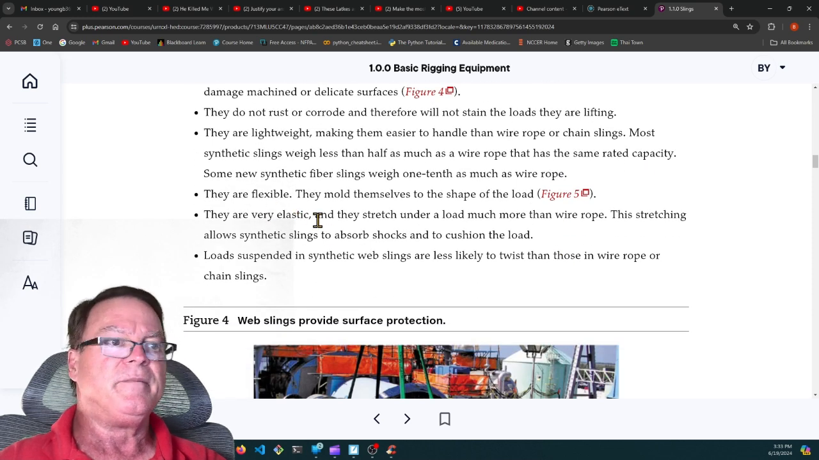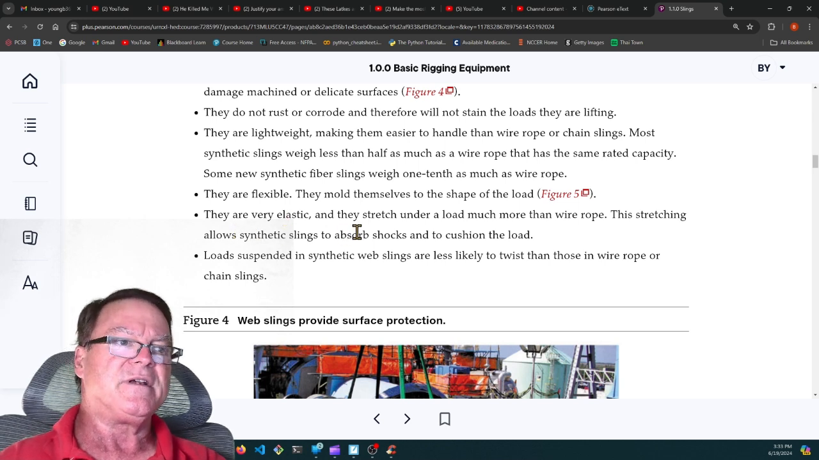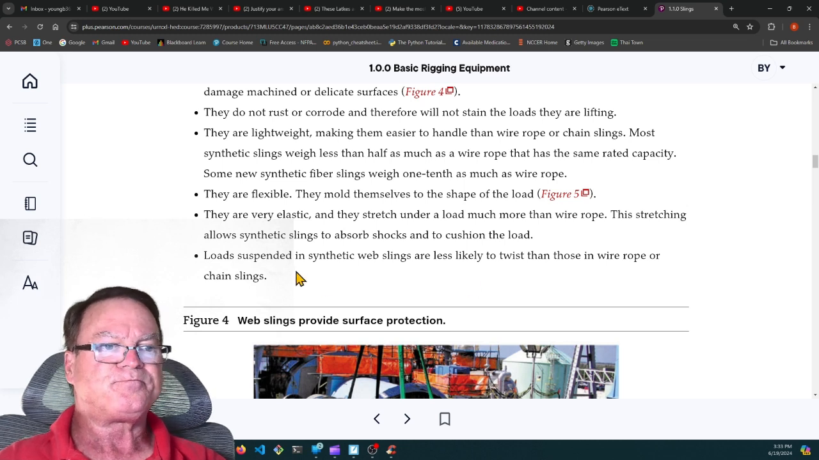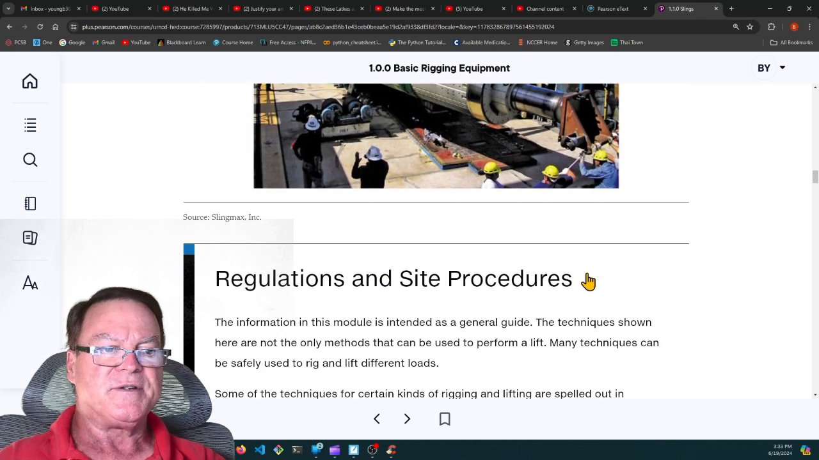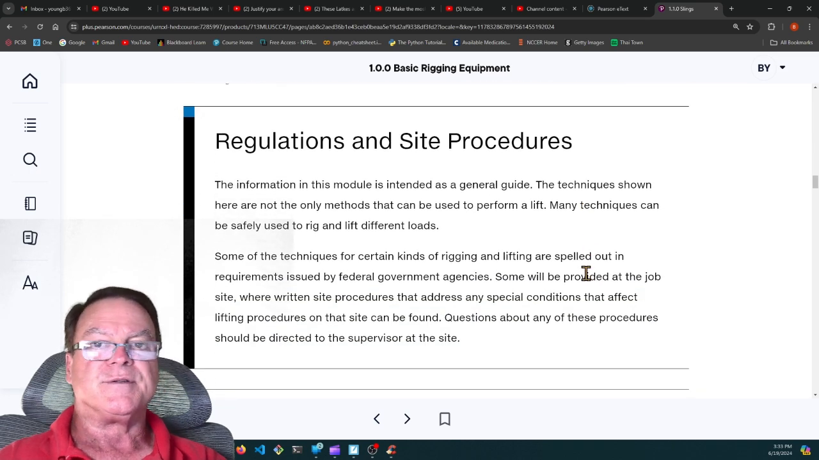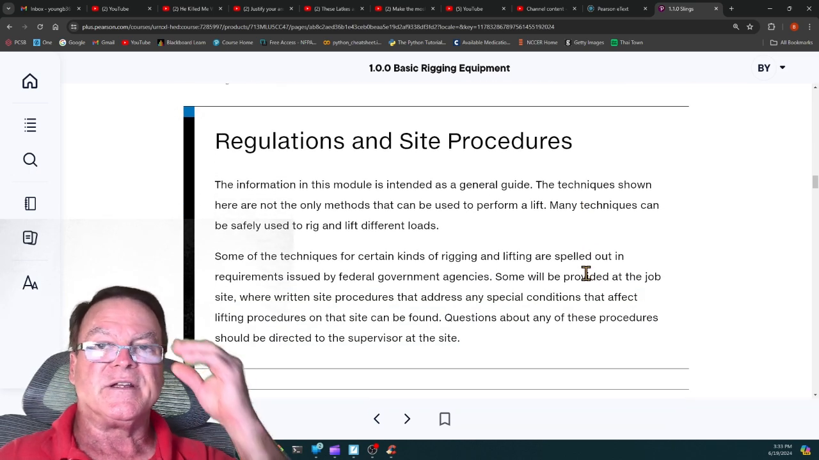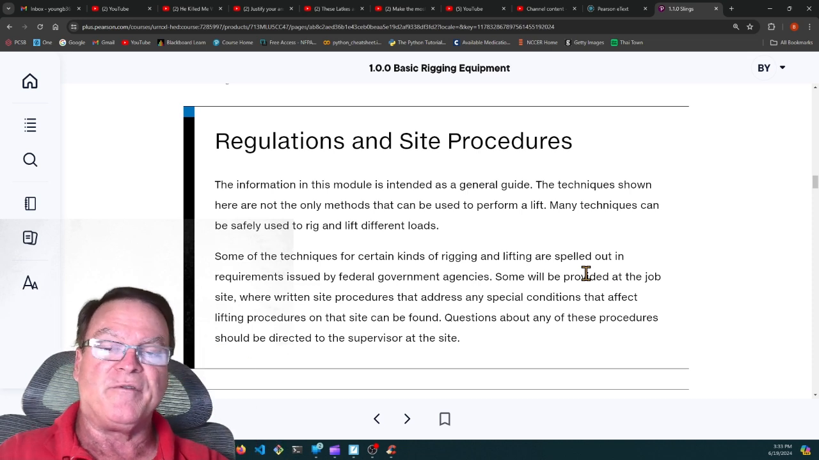They're flexible. They mold themselves to the shape of the load. They're very elastic, and they stretch under a load much more than wire rope. Loads suspended in synthetic slings are much less likely to twist than those in wire rope or chain slings. You'll see the synthetic slings, the webbing slings, are really the preferred slings out on the job site. Most people now use the web slings.